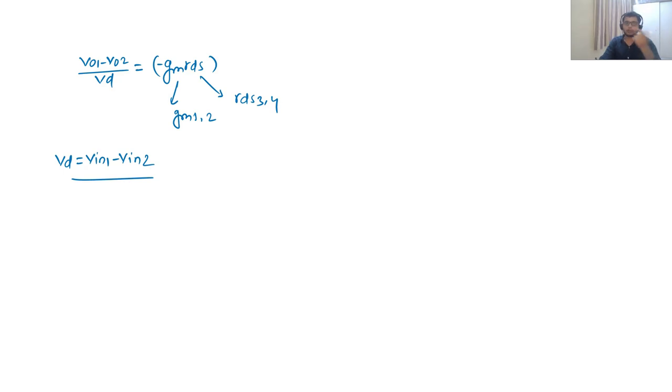So this is the way of calculating the differential gain, or any gain, for any block. It is GM R out. The GM is the short circuit transconductance, and R out is the net impedance looking at the output. So this is the DC gain calculation for any particular circuit.